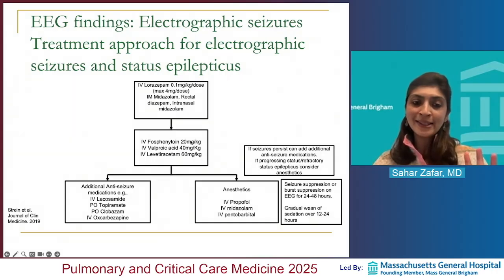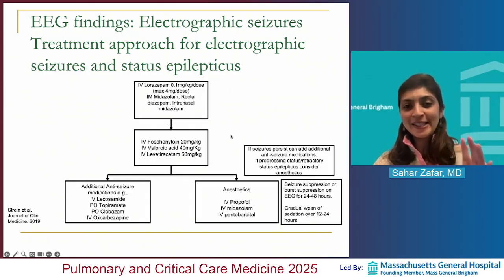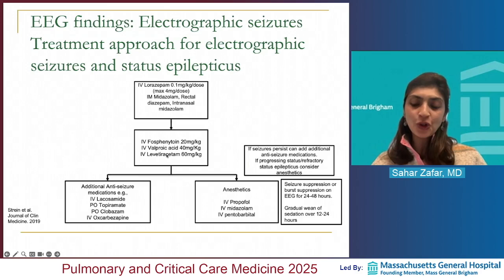The main thing that I would like to have folks take away from here is that dosing is key. Patients with status are frequently underdosed on both benzodiazepines as well as second line agents. So just ensuring that they're being dosed appropriately is the key.